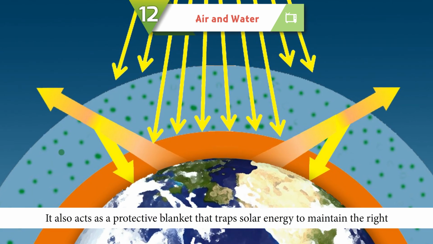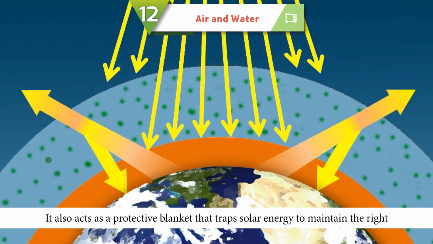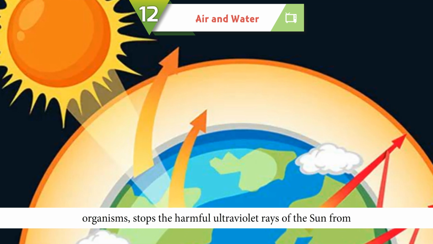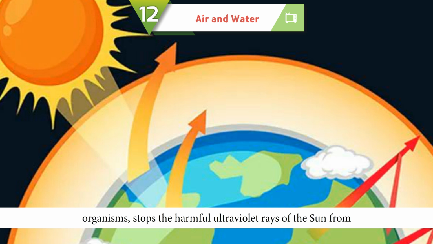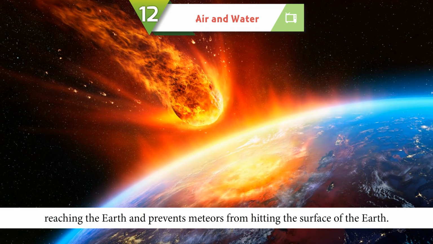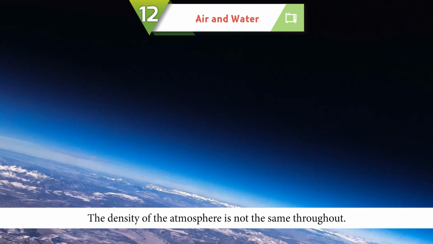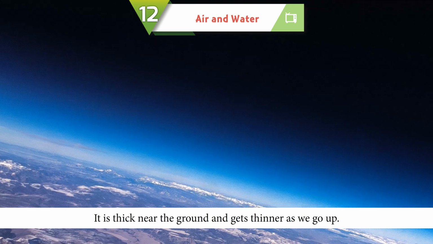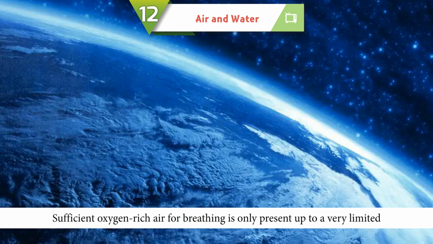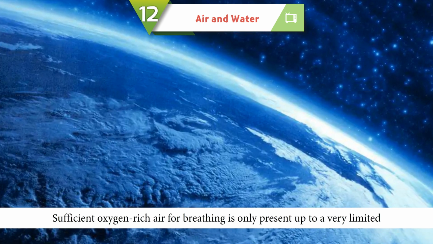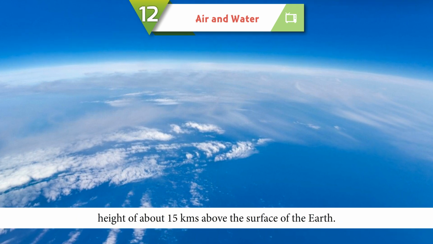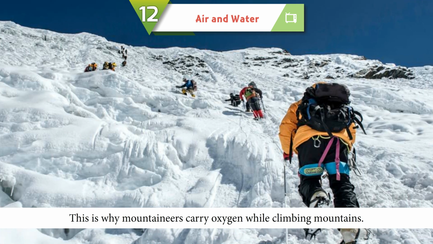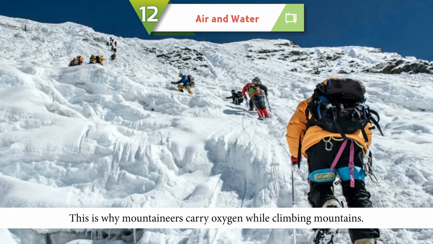It also acts as a protective blanket that traps solar energy to maintain the right temperature for the survival of all living organisms, stops the harmful ultraviolet rays of the sun from reaching the earth, and prevents meteors from hitting the surface of the earth. The density of the atmosphere is not the same throughout. It is thick near the ground and gets thinner as we go up. Sufficient oxygen-rich air for breathing is only present up to a very limited height of about 15 kilometers above the surface of the earth. This is why mountaineers carry oxygen while climbing mountains.